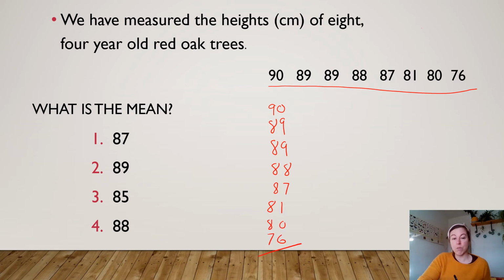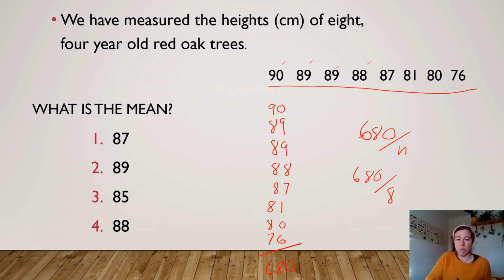We're going to add all those up and get a total. I don't know if you can see that, but the total equals 680. And then we're going to take that total and divide it by the sample size. So it's 680 divided by 8, because there's 1, 2, 3, 4, 5, 6, 7, 8 numbers. 680 divided by 8 is 85. So that is our mean.